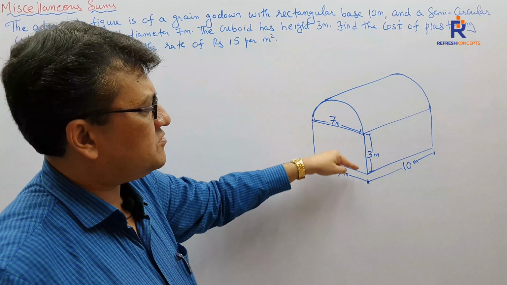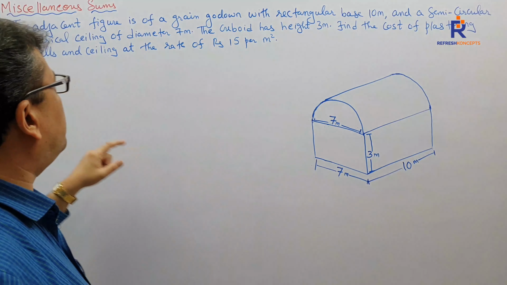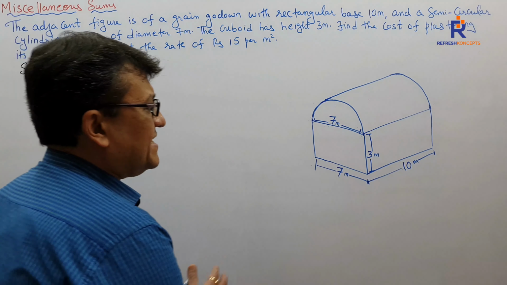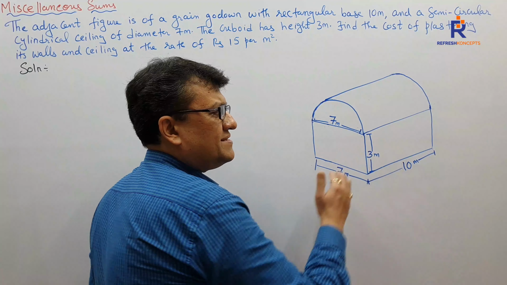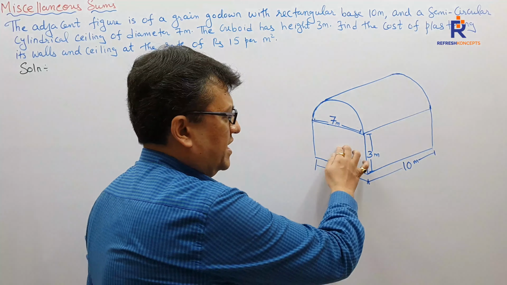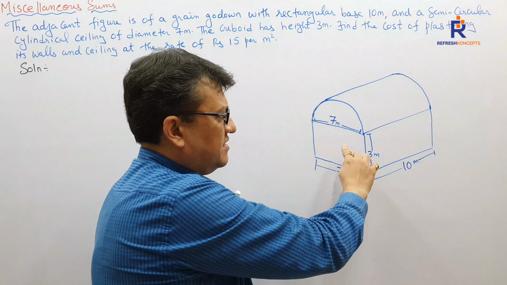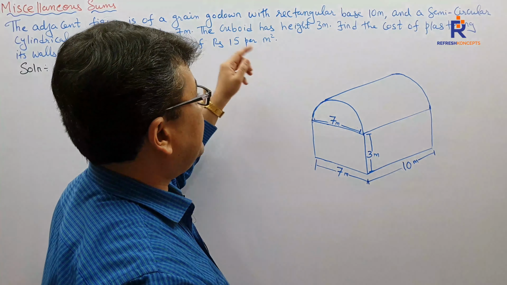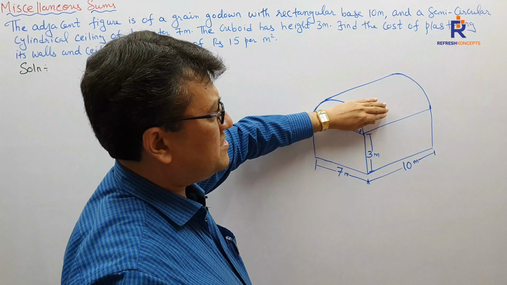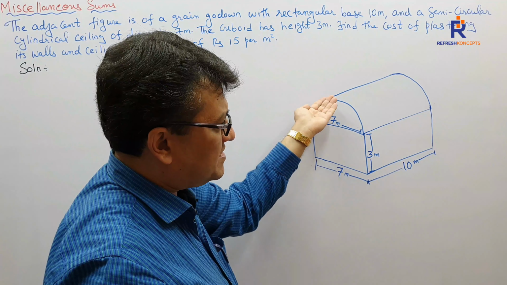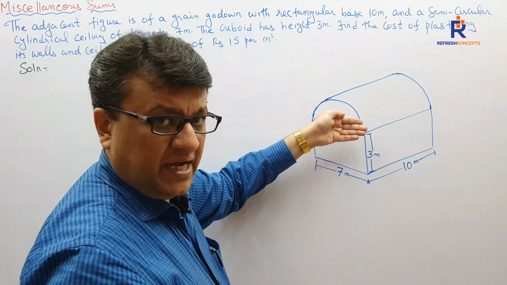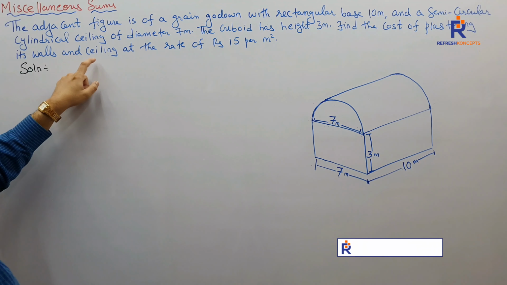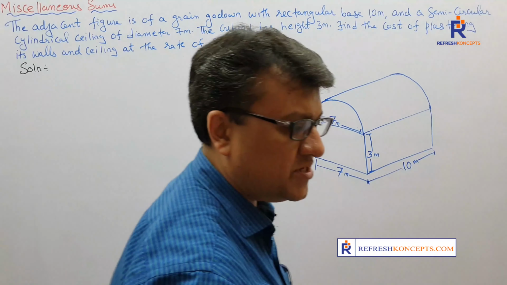The cuboid has height 3 meter. Find the cost of plastering its walls and ceiling. So when I say plastering the walls, how many walls might this be having? 4. 1, 2 and 2 hidden behind. In front of this, behind, and then behind this also. So how many walls do we have? 4. And the ceiling. Though we are not going to plaster from the top, but yes, absolutely, we are going to plaster from the inner side, right? The cuboid has a height 3 meter. Find the cost of plastering walls and ceiling at the rate of 15 per meter square.